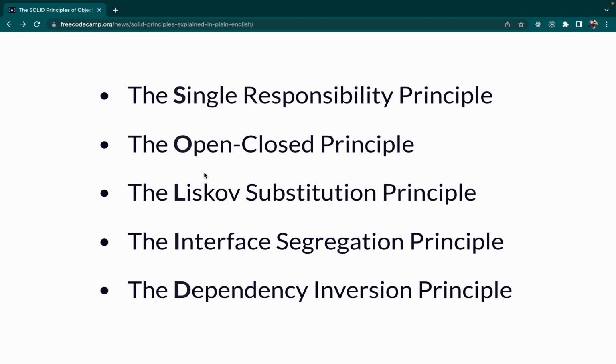Second, we have the open closed principle. Now what is the open closed principle? It basically says that your class should be open for extension but closed for modification. What does that mean? Take the example of Chrome. The Chrome browser has some extensions that you can install, which is a good thing, because it extends the functionality of Chrome.